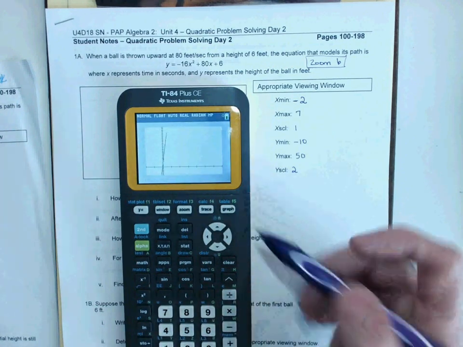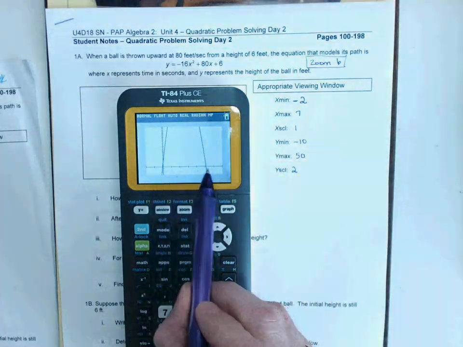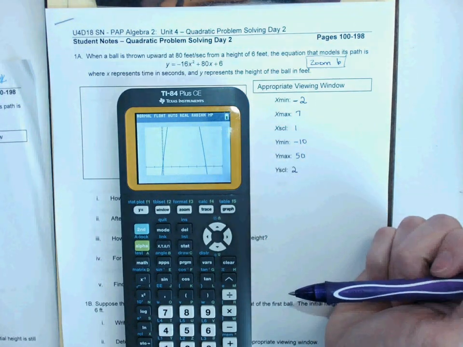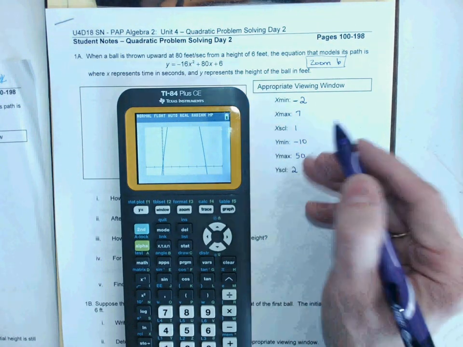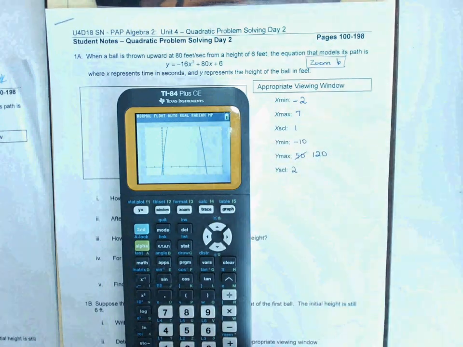When you graph that, see how tiny these are, and those are each 2. Love the x. We did a great job. Not happy with my y's. I'd say I need a whole lot more. Let's go up to 120. Let's give 120 a try.